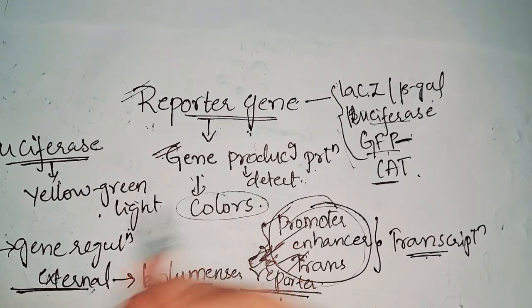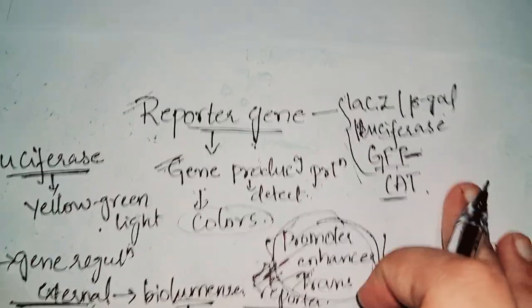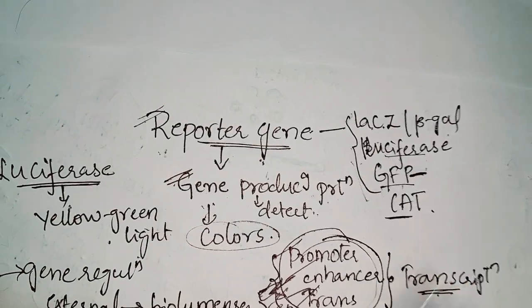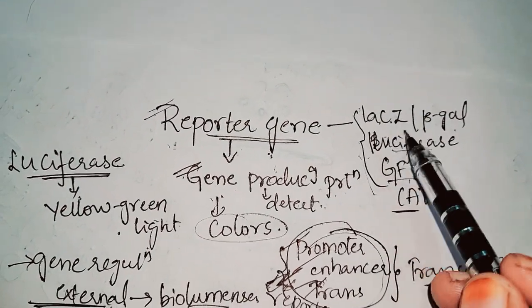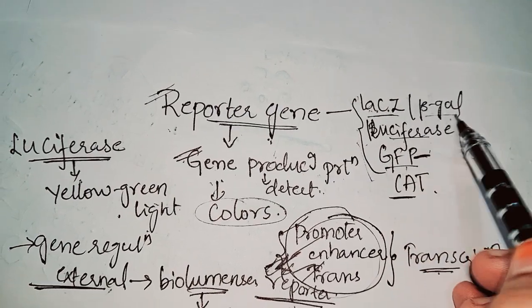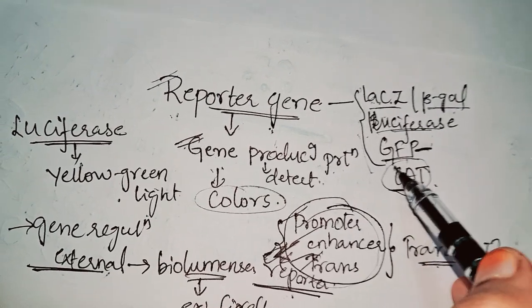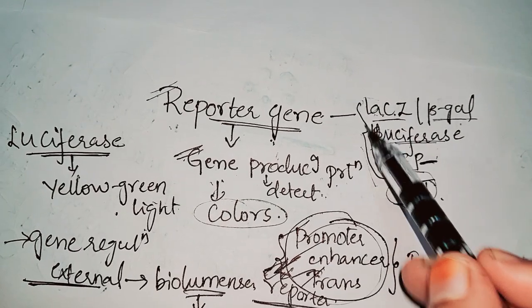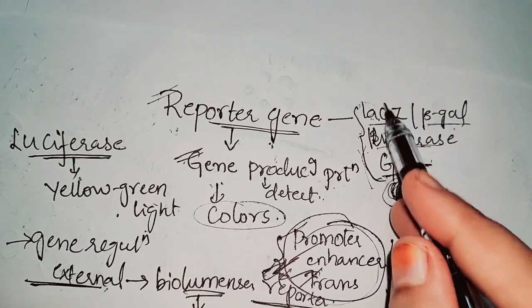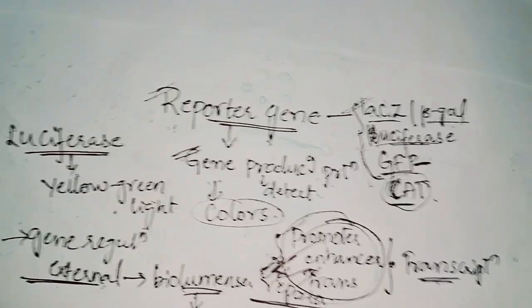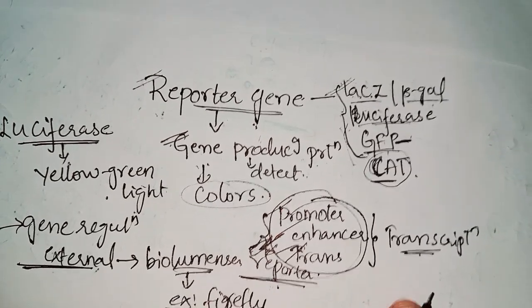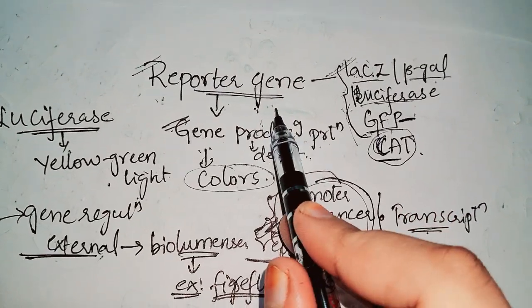It can detect the colors. The most commonly used reporter genes are lacZ, which is also called beta gal, luciferase, GFP, and CAT. Actually these three are in your syllabus, so we are going to learn about these three reporter genes. What do these reporter genes do?